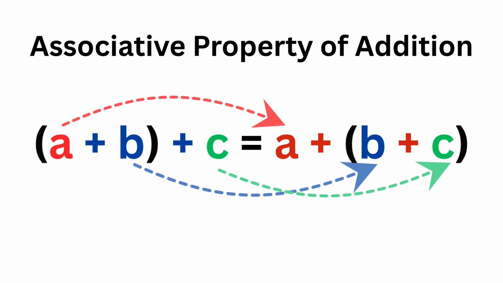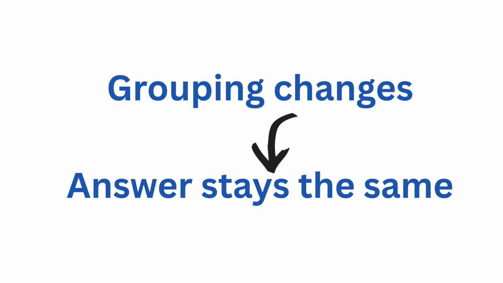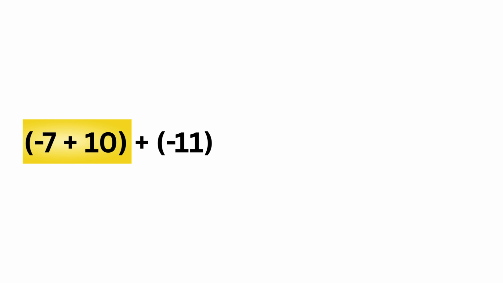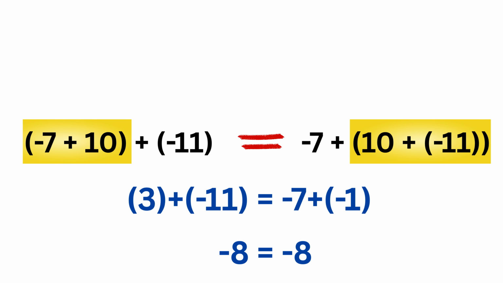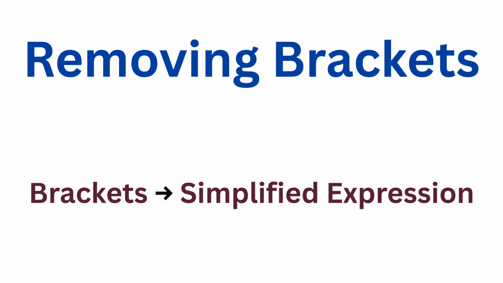Another interesting idea is the associative property of addition. This means that when we add numbers, the way we group them does not change the answer. For example, minus 7 plus 10 in brackets plus of minus 11 gives the same result as minus 7 plus brackets 10 plus of minus 11. Sometimes we remove brackets to simplify expressions.